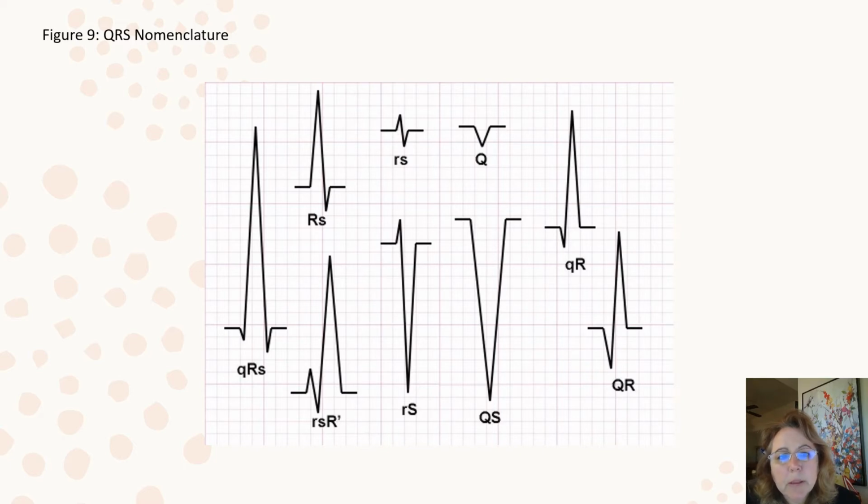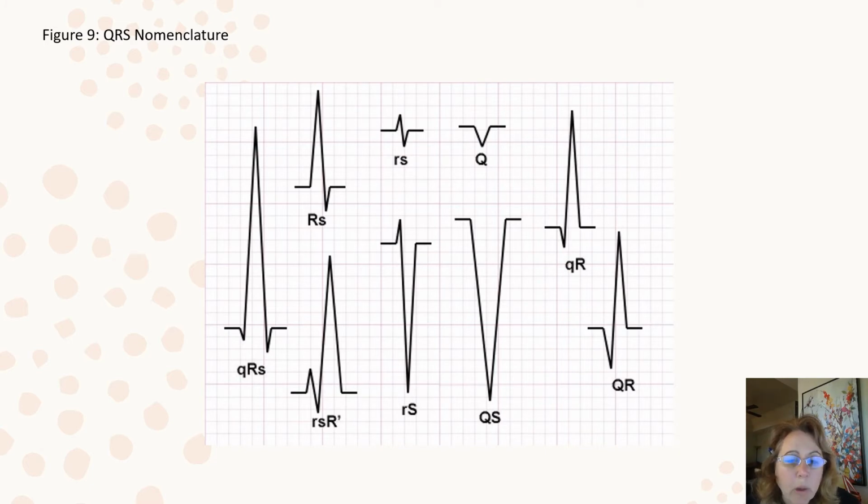Typically the very first complex that you see on this slide is a QRS. And notice that the one next to it at the bottom is an RSR prime. That little hash mark means prime. And we know that because R's are positive deflections. So we always label these the same way. A Q is the first negative deflection. An R is the next positive deflection. An S is the second negative deflection, or a negative deflection that follows a positive deflection.